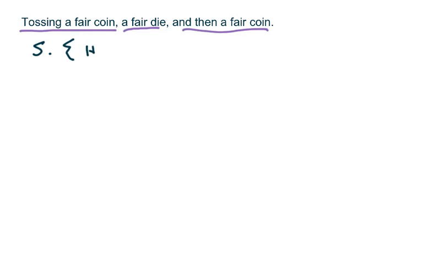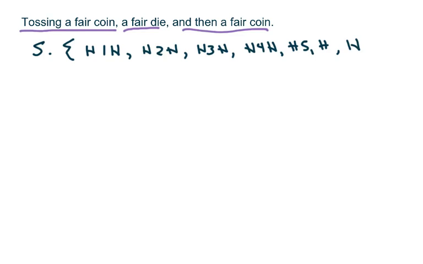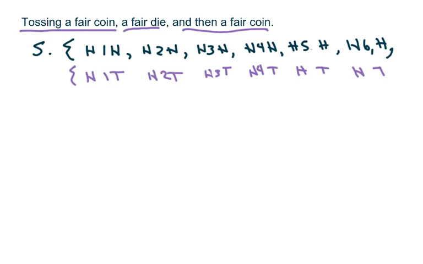We want heads, 1, heads; 2, heads; 3, heads; 4, heads; 5, heads; and then 6, heads. Then you keep repeating, and we're going to do heads and tails. So heads, tails, heads, tails, heads, tails, heads, tails, heads, tails, heads, tails. And then we're going to put our 1, 2, 3, 4, 5, 6. I'm going to put commas now.